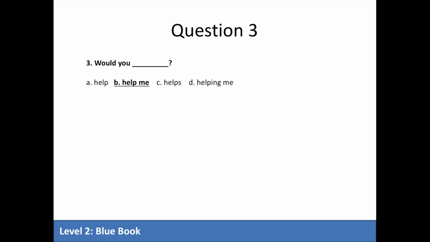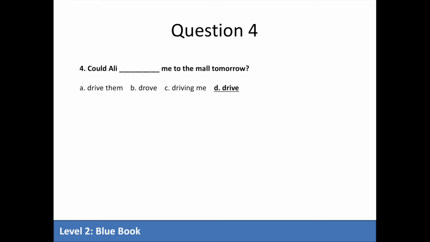Question 3. Would you blank? Again, here we have would, the modal, followed by the subject, then the base verb and the object, so B is the correct answer. Question 4. Could Ali blank me to the mall tomorrow? Again, we have the modal, then the subject. Now we need a verb, base verb. D is the correct answer.